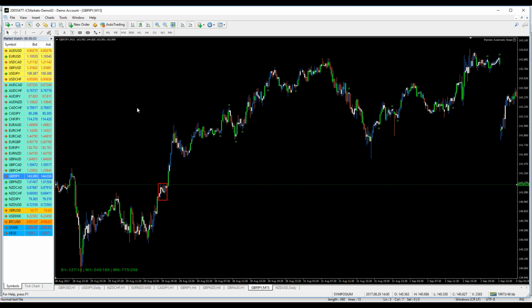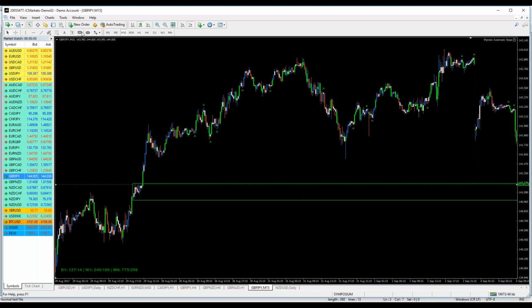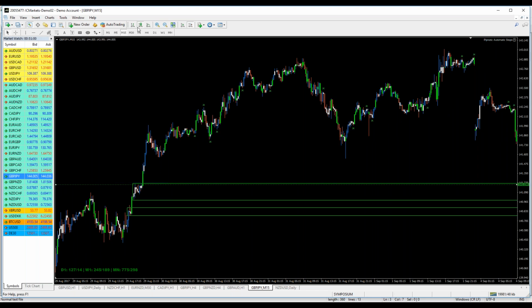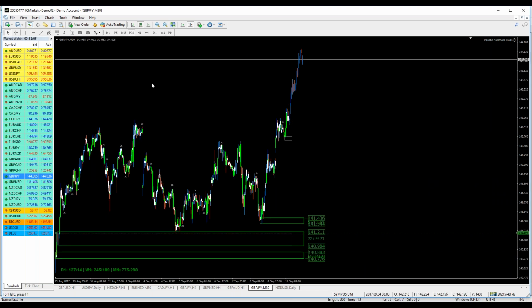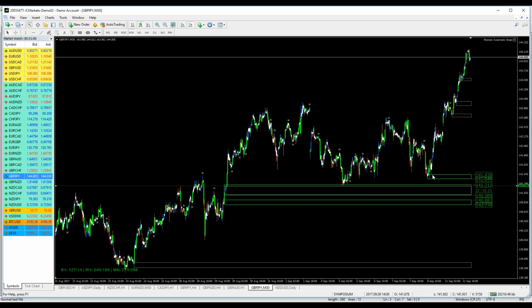So you're probably going to get a reaction here. Keep in mind this one has been tested before, and this one has not been tested before. So this one's also okay. We zoom out quite a lot, you can see that we had this one, but we have a nice one here, and this one has been tested. This one will probably hold again because we had a pretty nice reaction the first time.